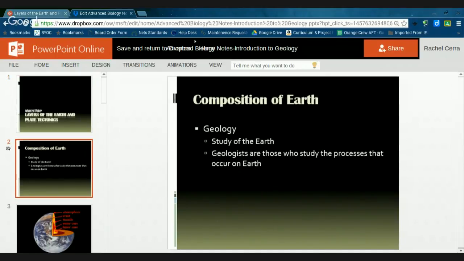I don't know if we've ever talked about it, but geology is actually the study of the earth. It's the study of the earth's composition, the study of the processes that occur on the earth, and geologists are the people who do the studying of the different processes. So you can have very specific geologists, like volcanologists, who study volcanoes, obviously, and then you've got meteorologists, who would study the atmosphere and the weather patterns and things like that.